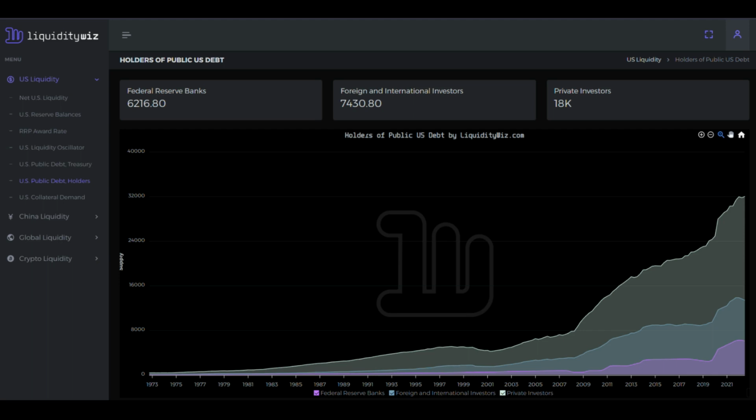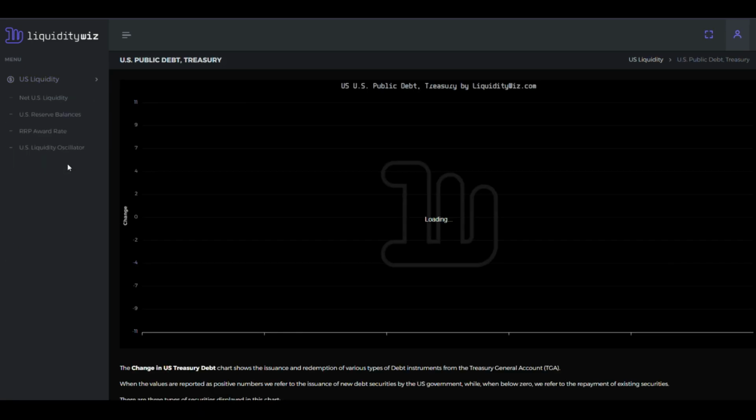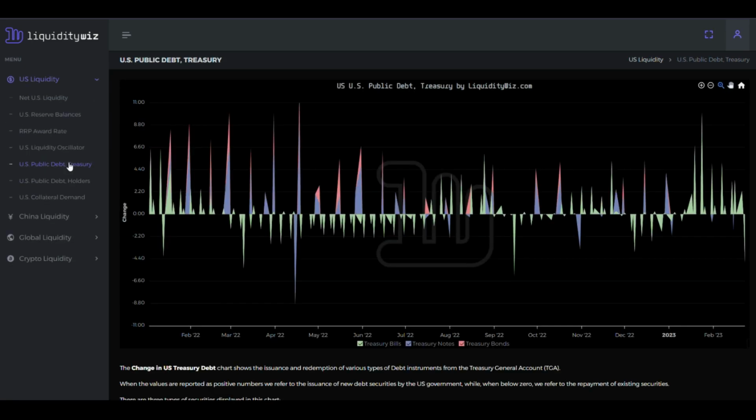The difference in the impact that different types of securities can have on the markets and on liquidity is why you'll want to track the issuance and redemption of debt directly from inside the Treasury.